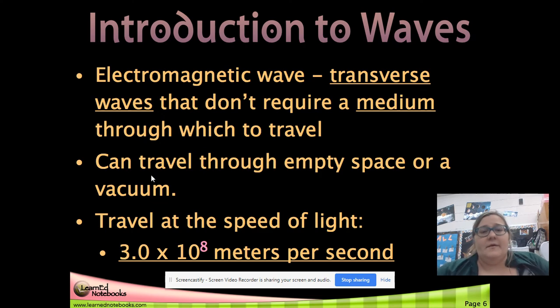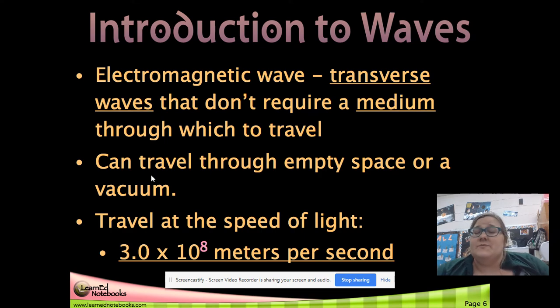Electromagnetic waves are transverse waves that do not require a medium through which to travel. This is the sun. The sun is giving us electromagnetic waves. They're not traveling through anything. They're going through empty space. Light's going through empty space, or vacuum. Light travels at the speed of 3.0 times 10 to the 8th meters per second.